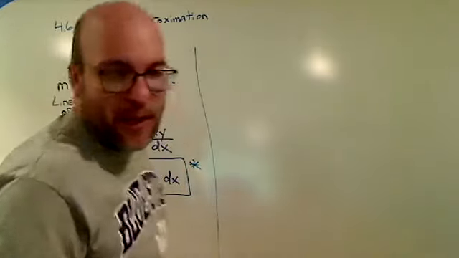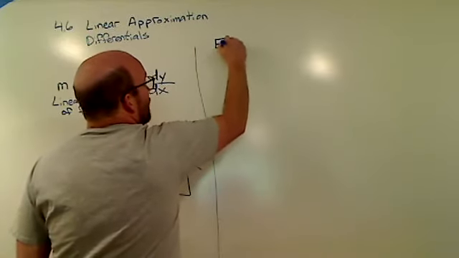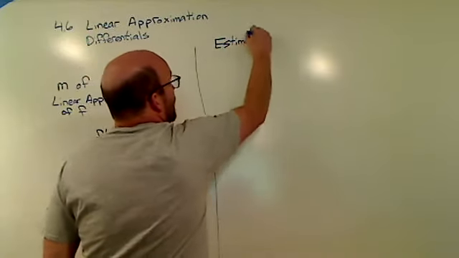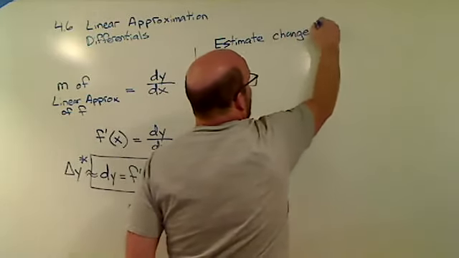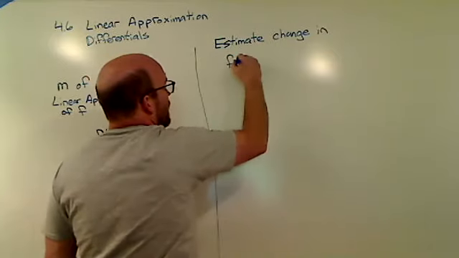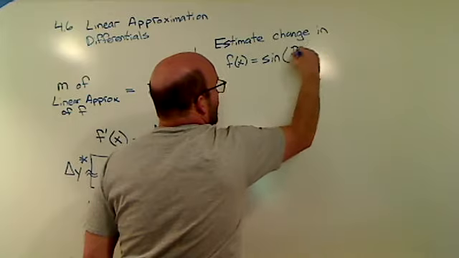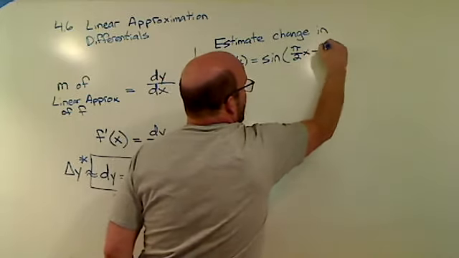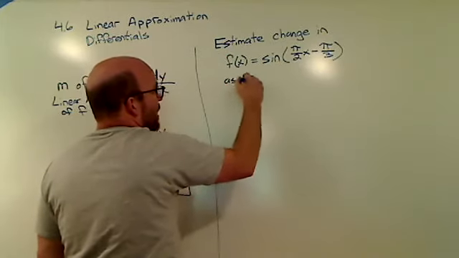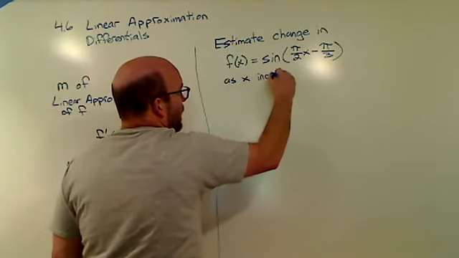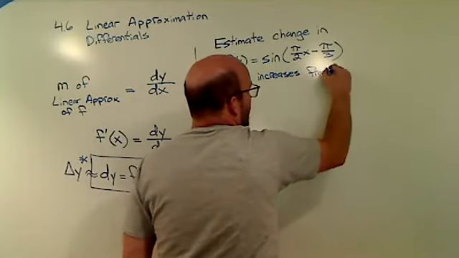But get my example back here. Let's say that we're estimating the change in the function f of x is equal to sine of pi over 2 times x minus pi over 3 as x increases from 1 to 1.1.